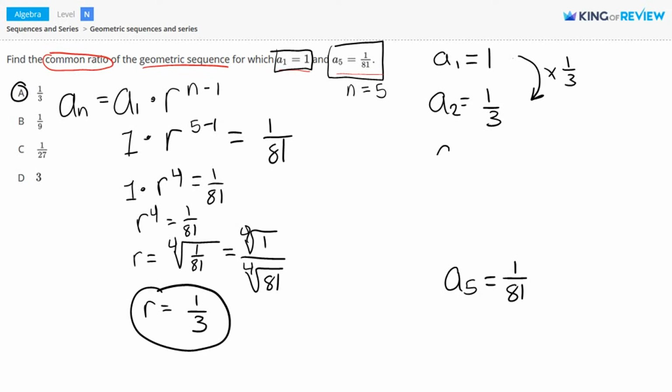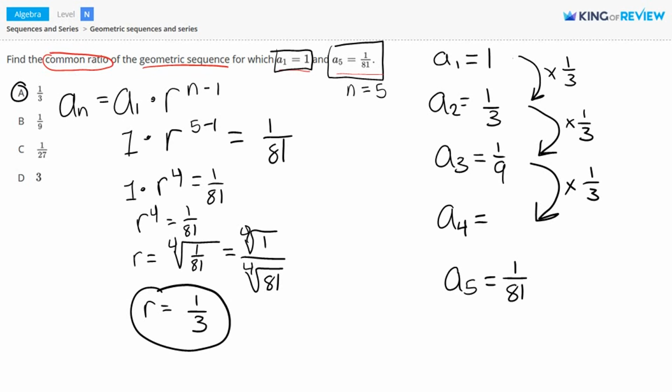And now, to figure out what a3 is, we'll multiply 1/3 times 1/3, because 1/3 is the common ratio. 1/3 times 1/3 gives us 1/9. And again, to get the fourth term, we'll multiply 1/9 times the common ratio, which is 1/3. 1/9 times 1/3 is 1 over 27.